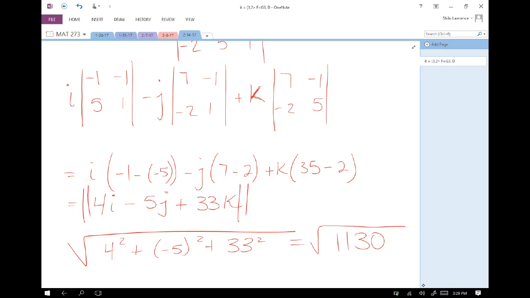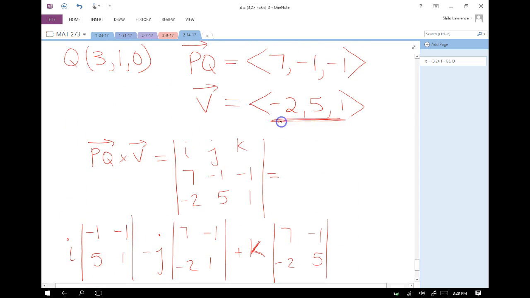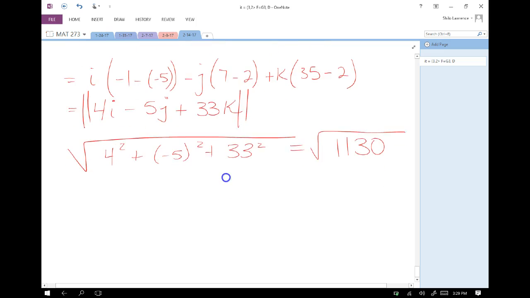Once we have our vector, we just need its magnitude, and that's our numerator. And then in the denominator, we just need the magnitude of the direction vector for the line. So the direction vector for the line was negative 2, 5, 1.